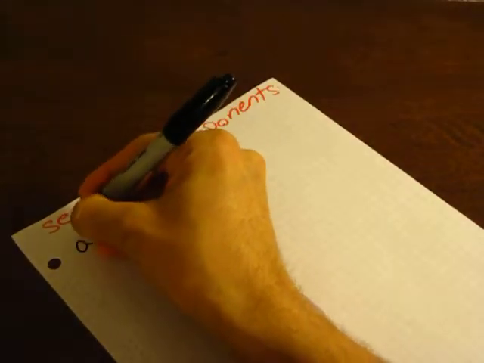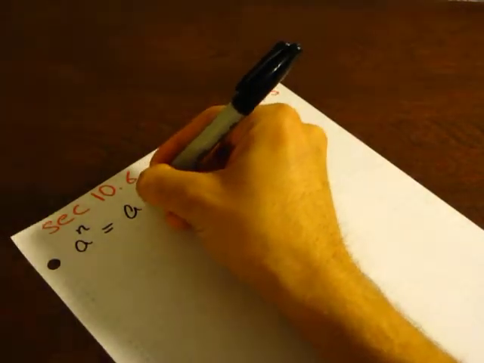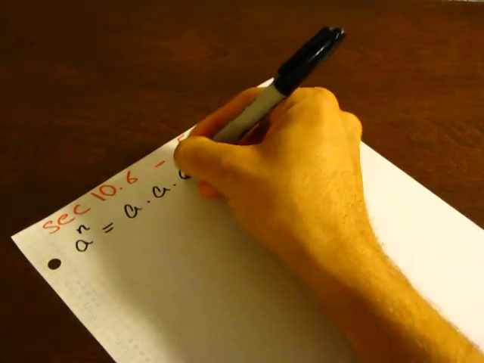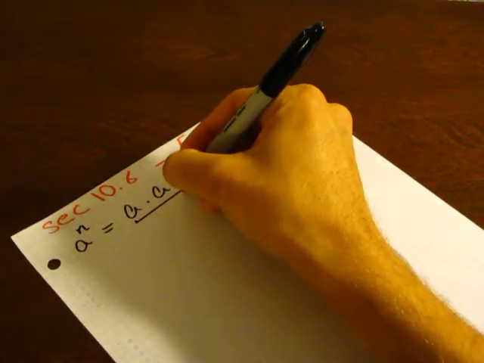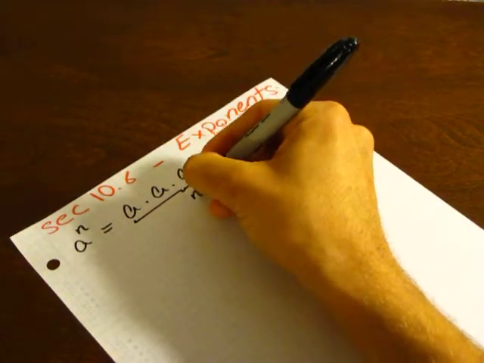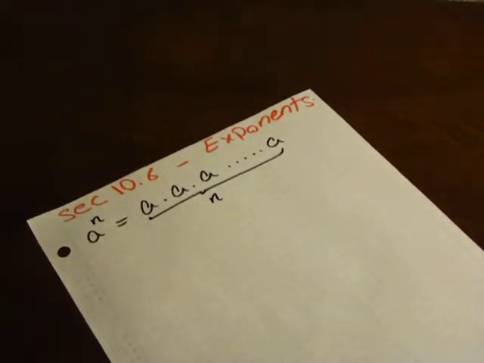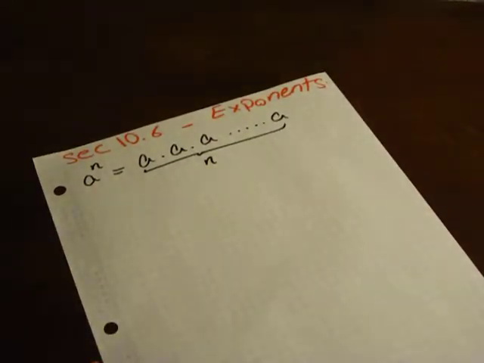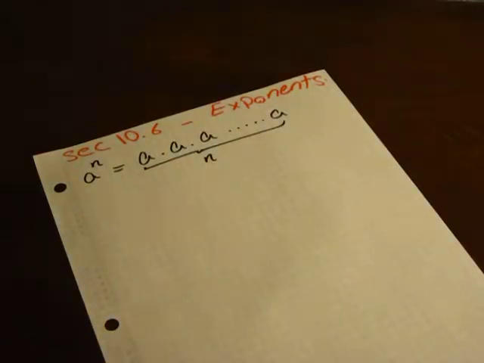When we have a to power of n, what does it mean? It means a times a times a times a. I'm multiplying a by each other n times. So this is the definition of exponents, regardless of the sign of a or n. This is just a general definition of exponents.